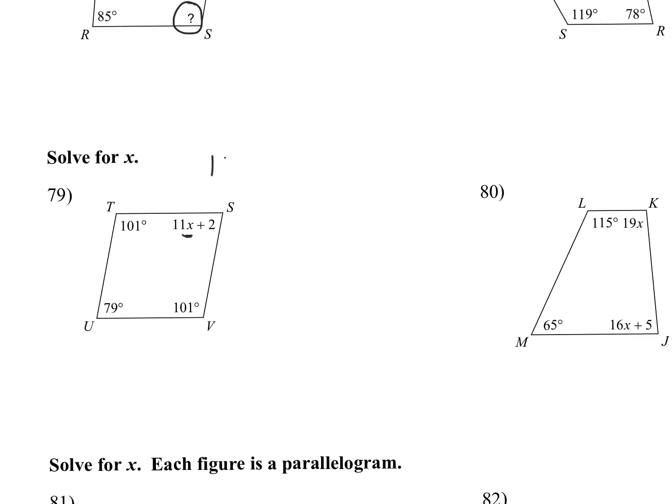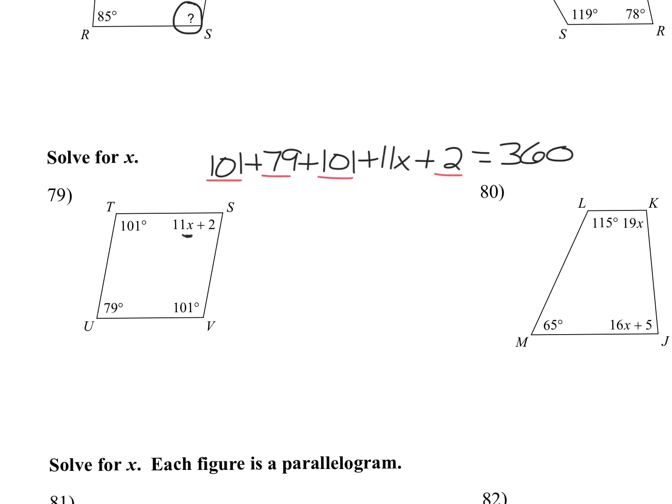Yep. 101 plus 79 plus 101 plus 11x plus 2 equal to what? 360. Now, what I want you to do, if you struggle with this, underline all of your like terms. So what are like terms on the left side? 101, 79, 101, 2. Good. Underline all of them. Now you know what you have to do with all those. Add them. Put them all together. What do you get when you put them all together? 283. Yes.